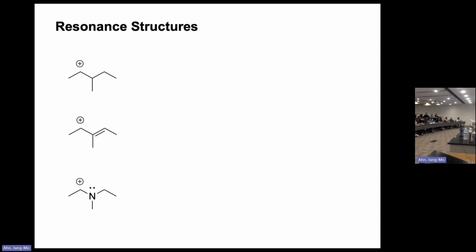Can you draw the resonance structures? There is electron deficiency, as we talked about. If there's electron deficiency, things can move around, right? That's what we discussed. So can you draw the resonance structures?